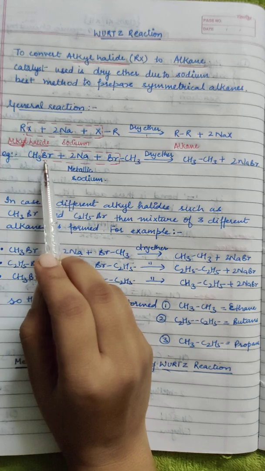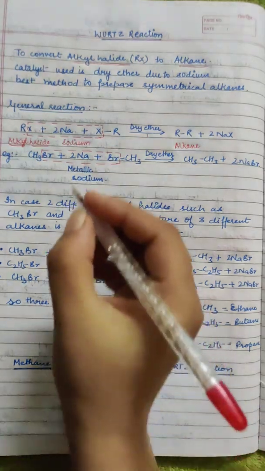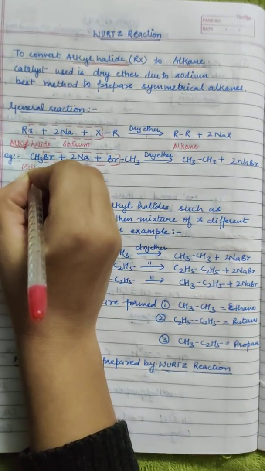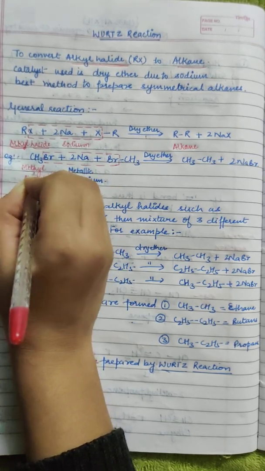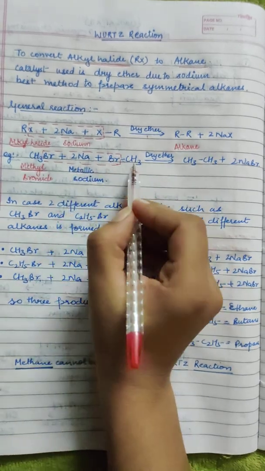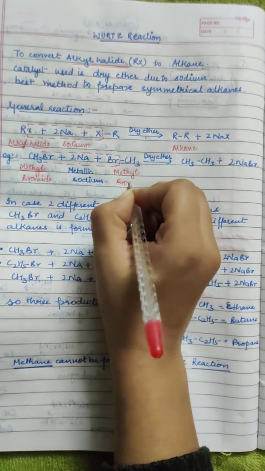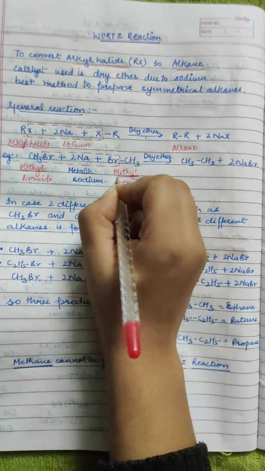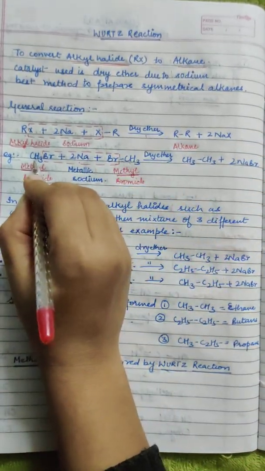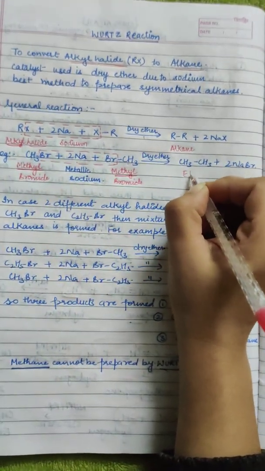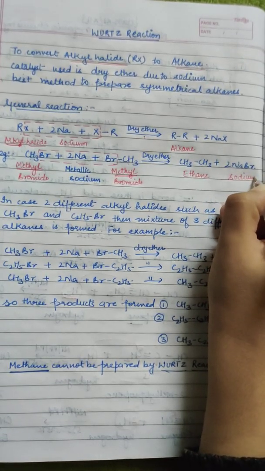So for example, if I take methyl bromide, CH3Br, here I have taken methyl bromide, plus 2Na. Again I have taken methyl bromide. So both the alkyl groups are the same. That is why it can produce only a symmetrical alkane, that is CH3-CH3, both are the same. So it will form ethane and sodium bromide will be released.